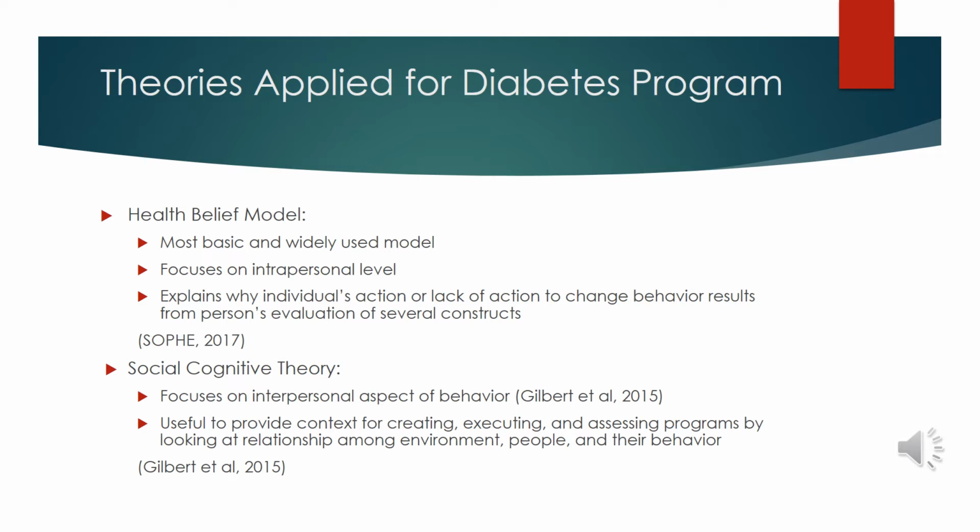The next theory that will be utilized in this intervention program is that of social cognitive theory, which focuses on the interpersonal aspect of behavior. This theory will be useful in the development of a diabetes intervention program because it will provide a context for creating, executing, and assessing programs by looking at the relationship among the environment, people, and their behavior. This theory will provide individuals with opportunities to learn new behaviors and modify existing ones to help not only themselves but their community.